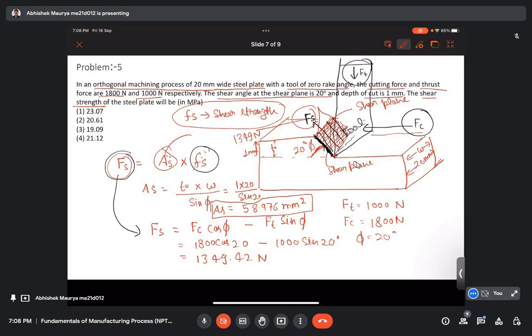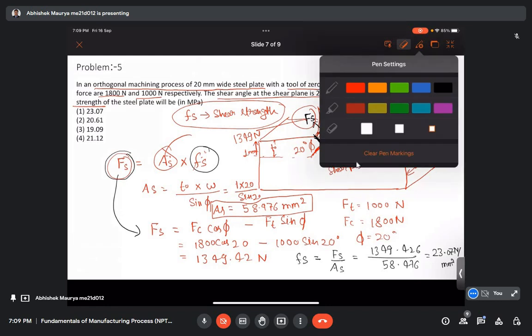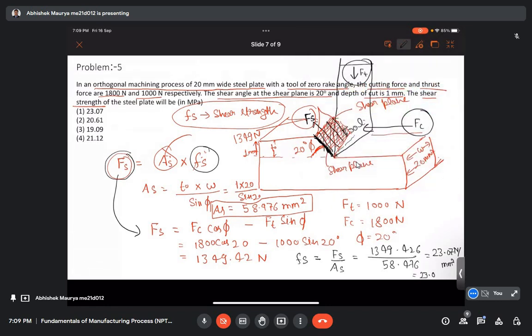Now we have got As, we have got Fs, and what is unknown? Shear strength, small fs. So what will be the small fs? That will be equal to shear force upon shear area, that is 1349.426 divided by 58.476. That will come to 23.07 newton per mm square, or the same as 23.07 mega Pascals. Okay, write it clearly, MPa. So the correct answer will be the first one.